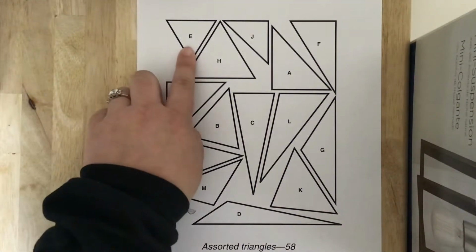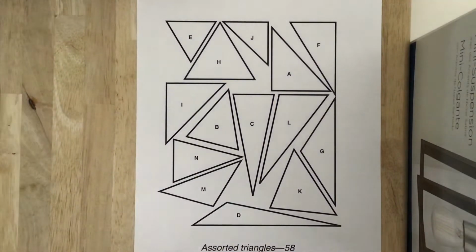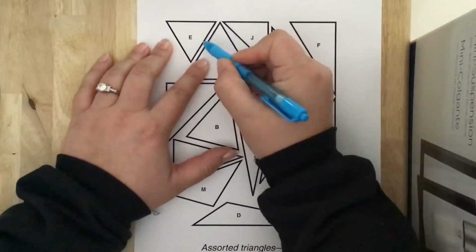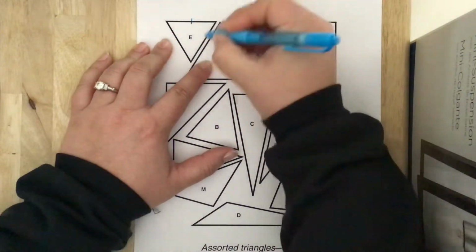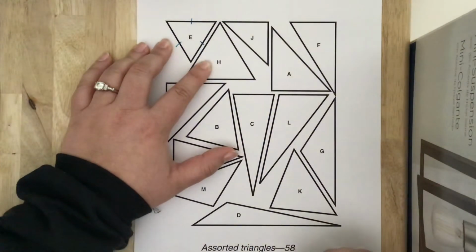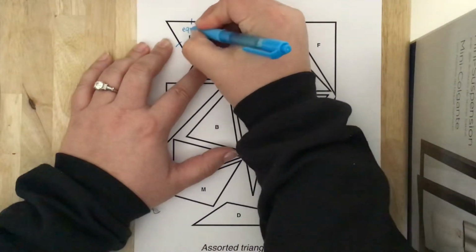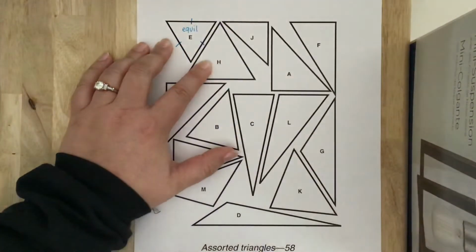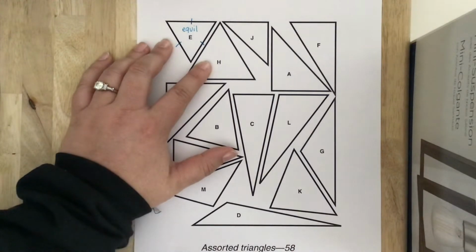I'm going to start with E and then move my way through the page. Okay. The first thing that I notice when I look at triangle E is that all three sides are the same length. So I'm going to do those little marks that prove that they're the same length. And that makes this triangle an equilateral triangle. So I'm going to write EQUIL, just for short for equilateral. I know that triangle E is equilateral because all the sides have the same length.